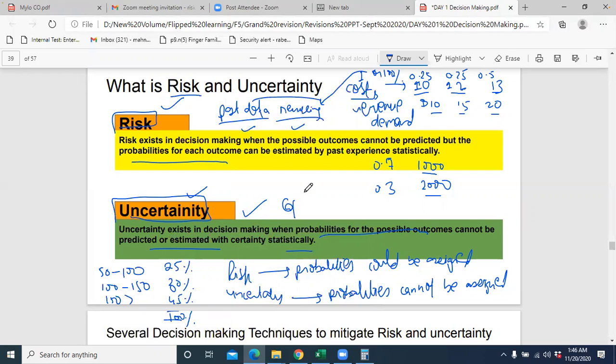Now you understand one thing, that the repeated nature, that's risk, because the risk can be quantified in that case, and the probabilities can be assigned. But if it's the other way around, it's uncertainty and the probabilities cannot be assigned.